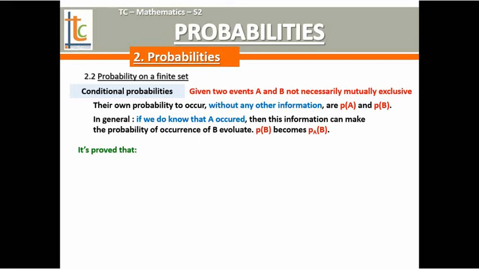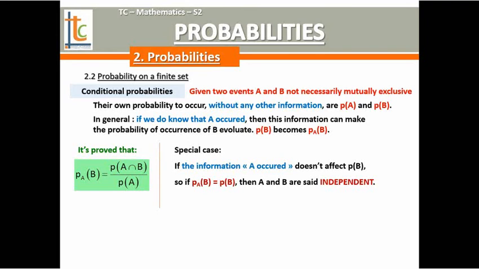So it's proved that in this situation, the probability of B given A equals the probability of A intersection B divided by the probability of A. And we will better understand this formula with examples, of course.